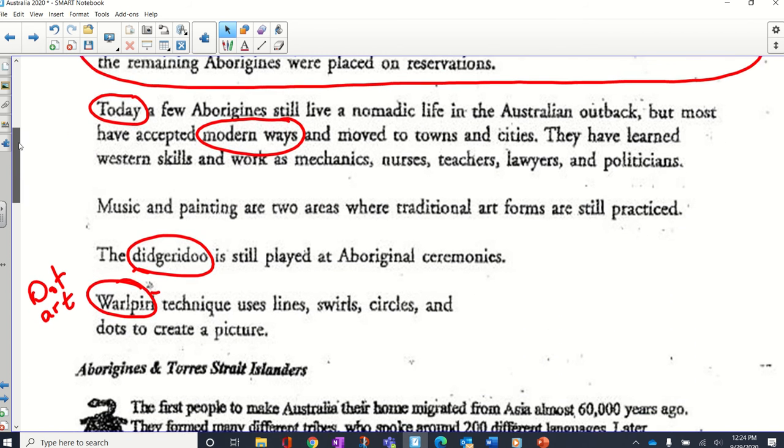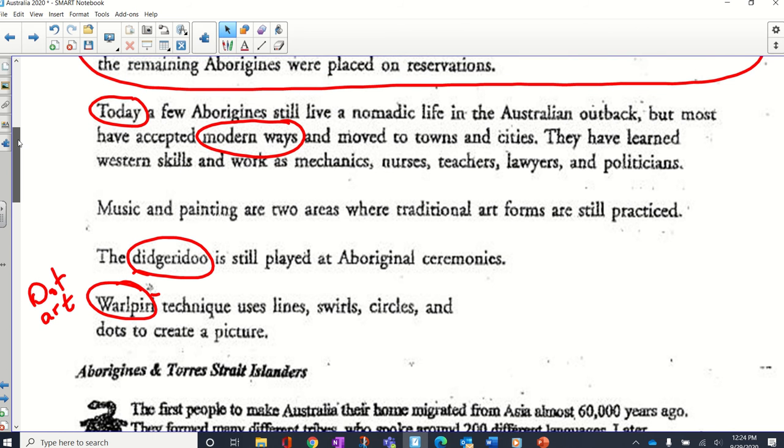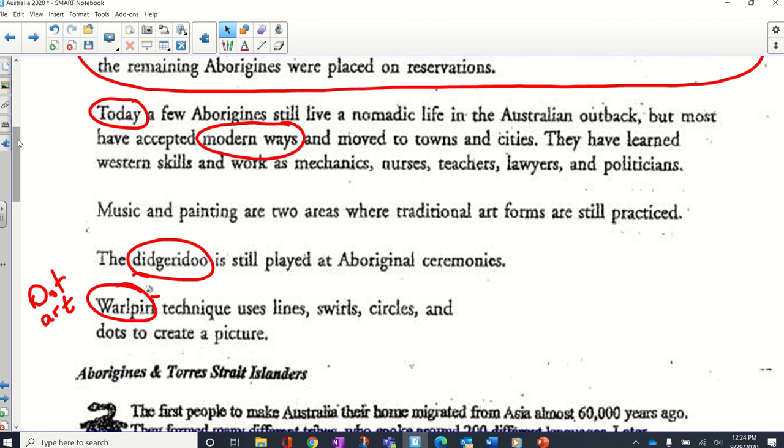Scrolling down, some things about their art. Circle didgeridoo. Didgeridoo is their musical instrument. And we're going to watch a video in just a minute that shows you the didgeridoo. And circle Warlpiri. It is a weird name. And next to Warlpiri, write dot art. Warlpiri is their word for what we just call dot art. It uses lines, swirls, circles, and dots to create a picture.